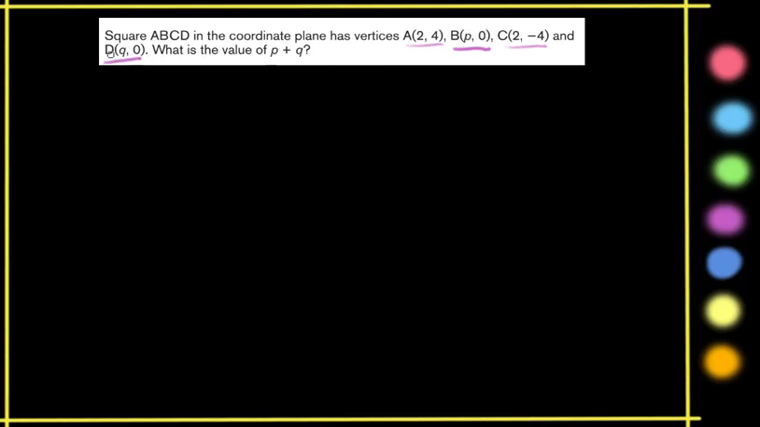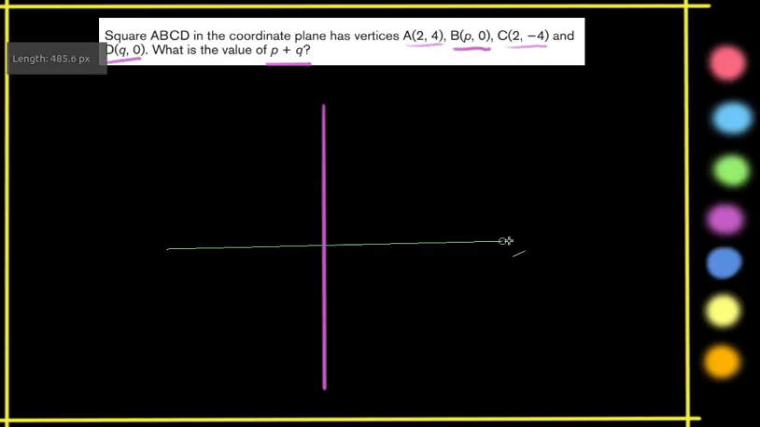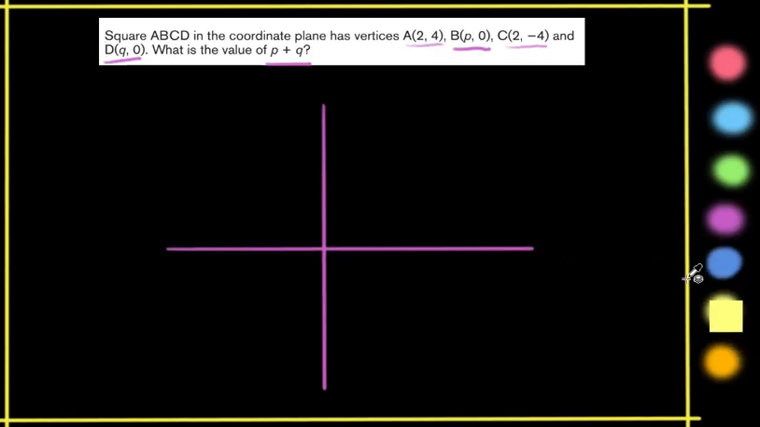Okay, so a couple of these are variables, P and Q, and they want to know the value of P plus Q. Okay, let's take a look at this. So for A, we've got our coordinate axes here. Let's draw our y-axis and our x-axis. Okay, and then let's go ahead and draw some of these points.